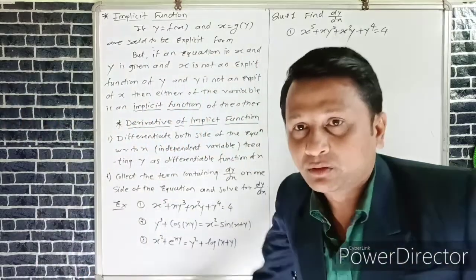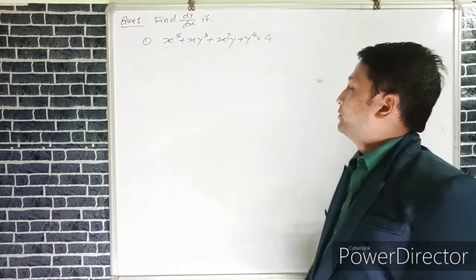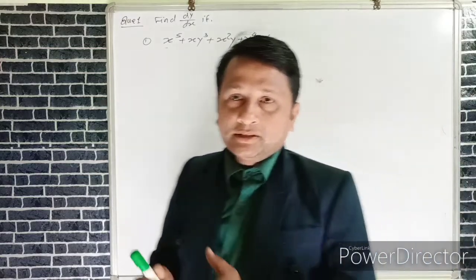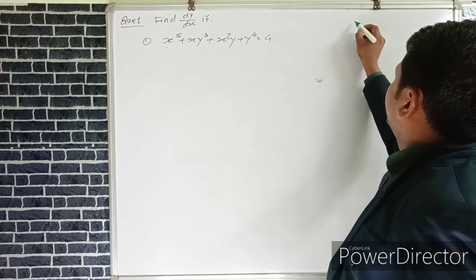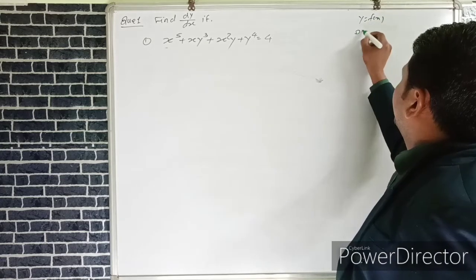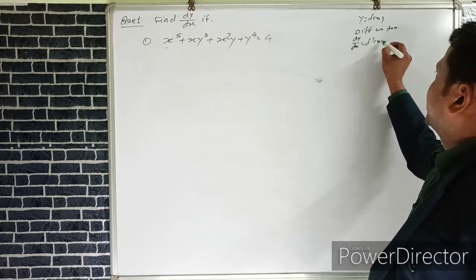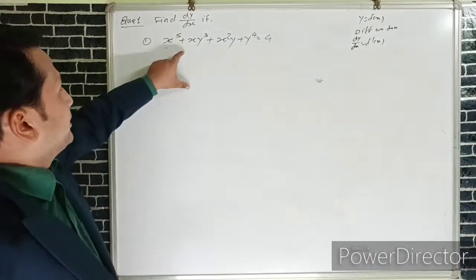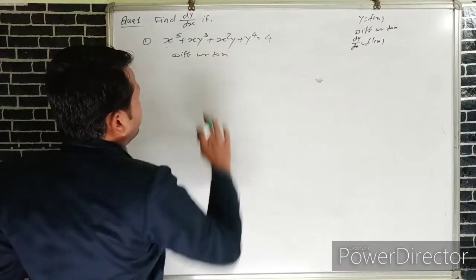Some examples of implicit functions are given below. Question number one: find dy by dx if the function is x raised to the power 5 plus x y cube plus x square y plus y raised to the power 4 is equal to 4. The given function is in implicit form. When the function is in explicit form, y equals f of x, and after differentiating with respect to x, we get dy by dx equals f dash of x. But here the function is in implicit form. If we have to find dy by dx, then first differentiate the given function with respect to x.